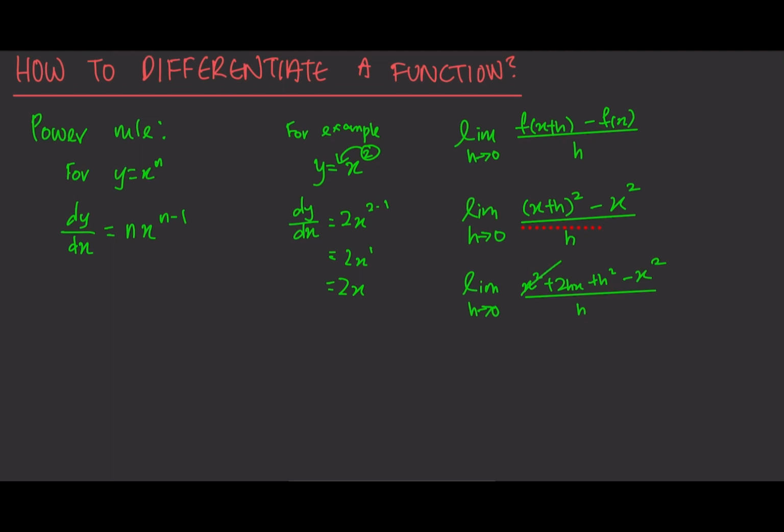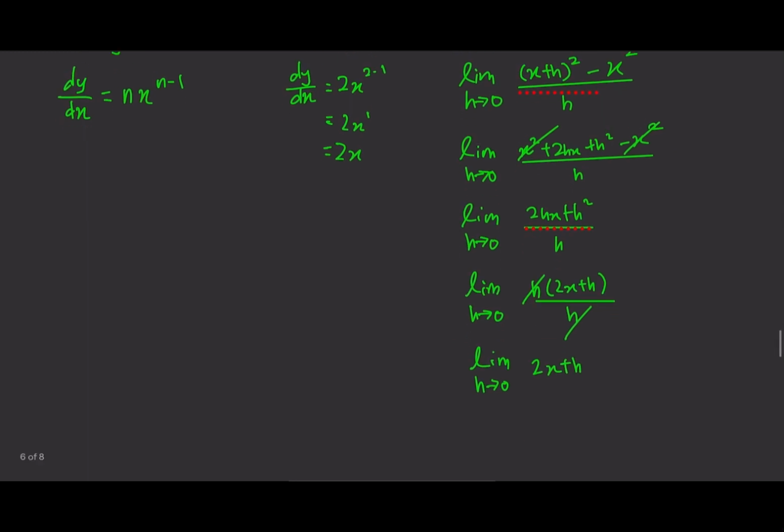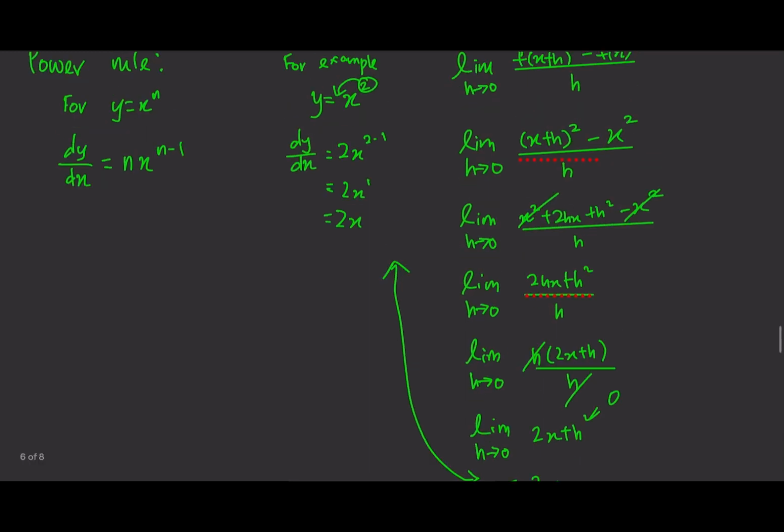So we can cancel this off, and we get the limit as h approaches 0 of 2hx plus h squared over h, which we can simplify to the limit as h approaches 0 of h(2x+h) over h. Then we can cancel off, and we get the limit as h approaches 0 of 2x plus h. And as h approaches 0, we can directly input 0. So we get 2x. And there we go, same thing. Great.